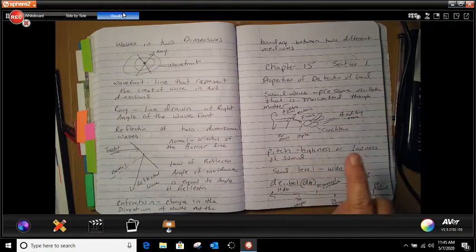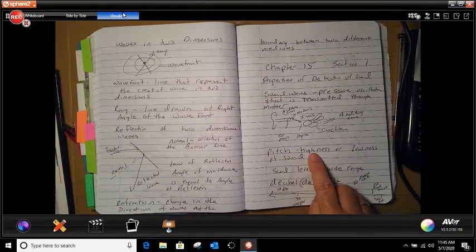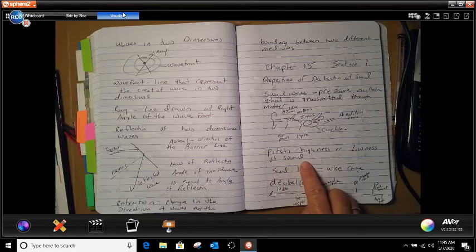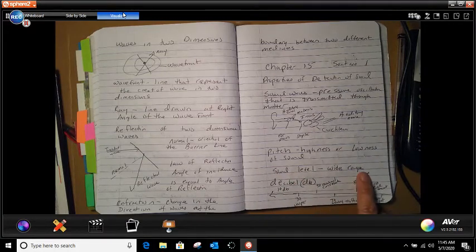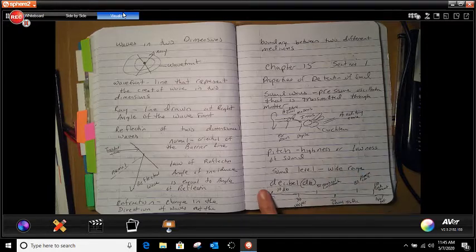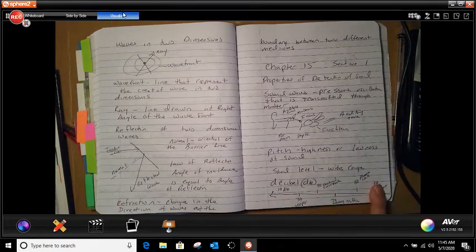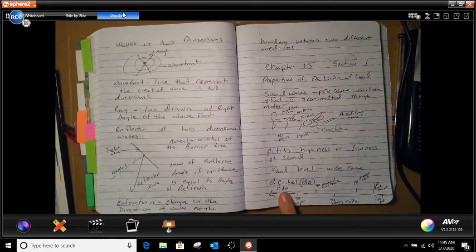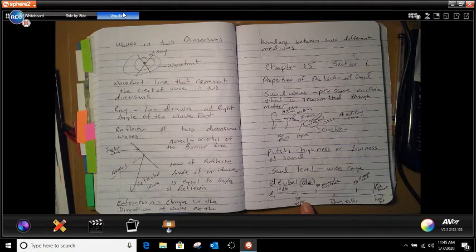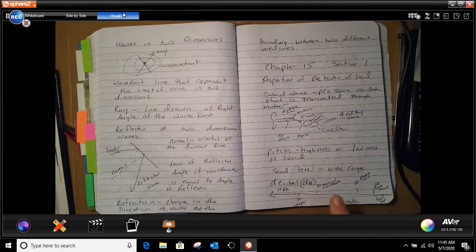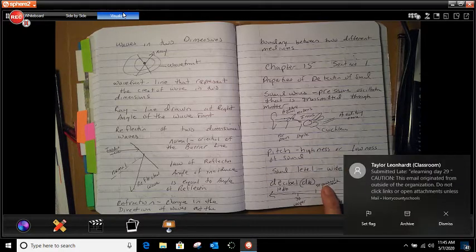So when we're talking about pitch, it is the highness or the lowness of a sound. Sound levels have a wide range, and then they gave us a decibel sound or dB, and that's the intensity of sound. So if we had 10 dBs, that is barely audible. That means some people can barely hear it. If you have 30, that has to do with a whisper 1 meter away. For a 50, that is a casual conversation.